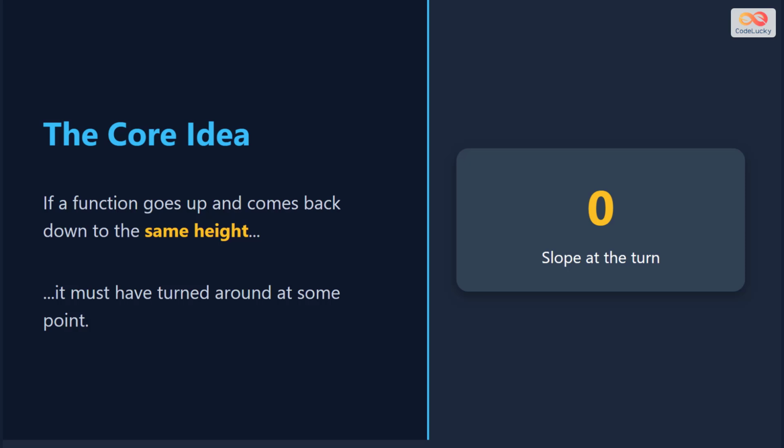Let's start with the intuition before we get into the math. Imagine a function that represents a path. If you start walking at a certain height, go up or down, and eventually return to that exact same height, common sense tells us something important must have happened. At some point during your journey, you must have stopped going up and started going down, or vice versa. That turning point is where the slope becomes zero.